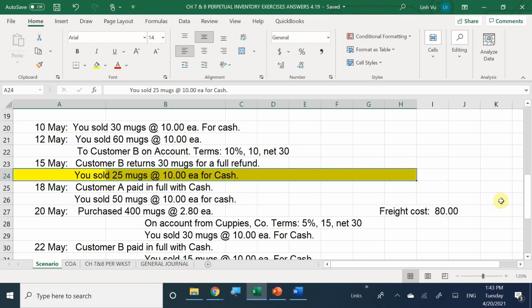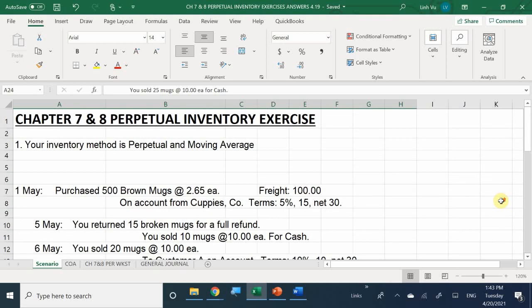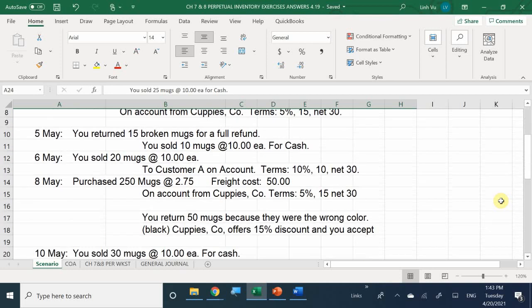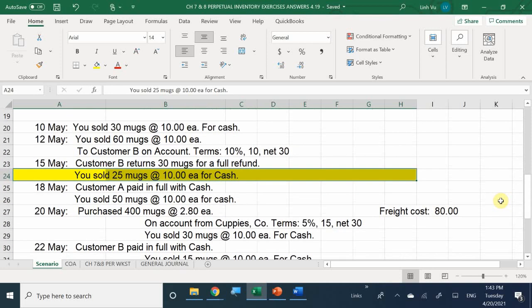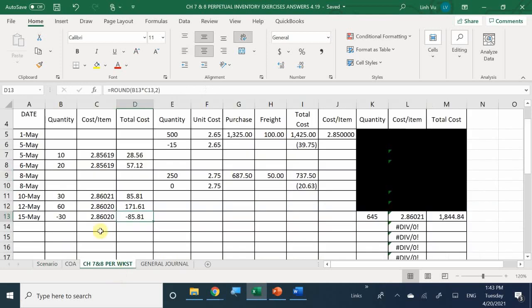All right. So last we left off on this chapter 7 and 8 exercise, the first one, we just finished completing our transaction on May 15th where customer B returned their items. We even plugged it into our worksheet. We brought it back into our inventory on hand, so we increased our inventory to 645. That's the last thing that we did, and we journalized it.